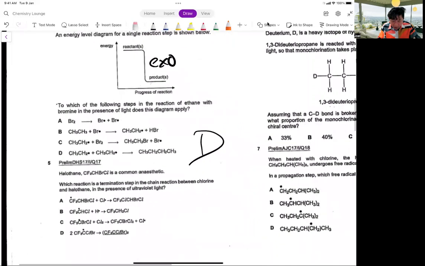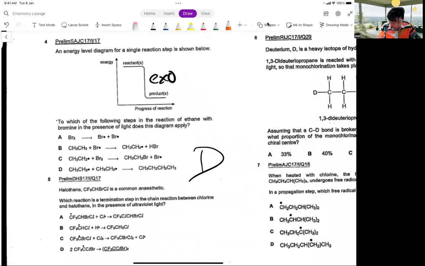Okay, number 5, a lot of students get it wrong. What's the answer? D is the termination step, meaning 2 radicals. So this one is out. Okay, this one out, right? Okay, C out. Wow, very irritating, because A, B, and D also all have 2 radicals. How?